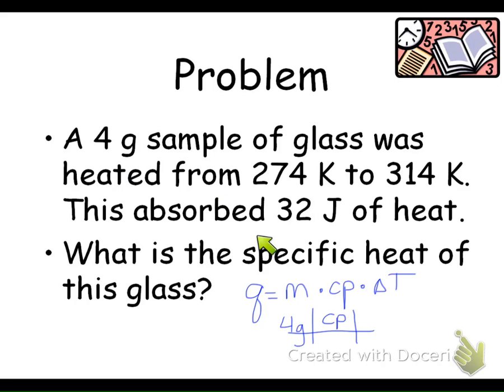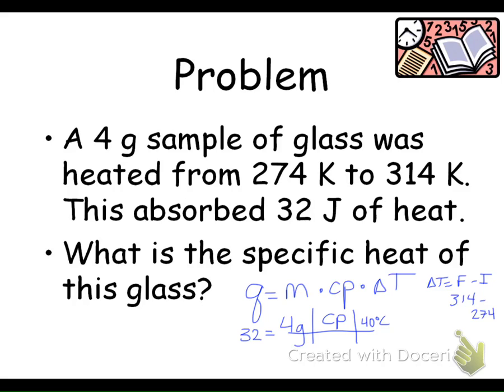So I know that my mass is 4 grams. I know that I'm solving for the specific heat. Over here I need to calculate my actual change in temperature, so I'm going to solve for that. And then I'm going to set it equal to joules, and I'm actually given that right there. So go ahead and pause the video so that you can calculate the specific heat.